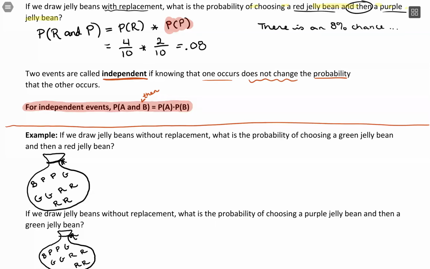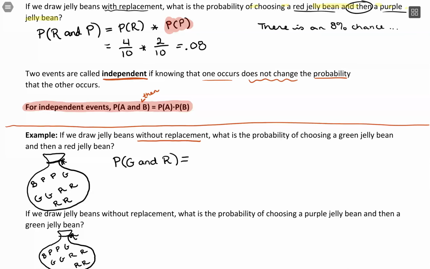So let's see what happens when we work without replacement. So what's the probability of choosing a green jelly bean and then a red jelly bean? So this is a lot like the first example we looked at up above. In fact, I'll even write it the same as probability of green for event 1 and then red.